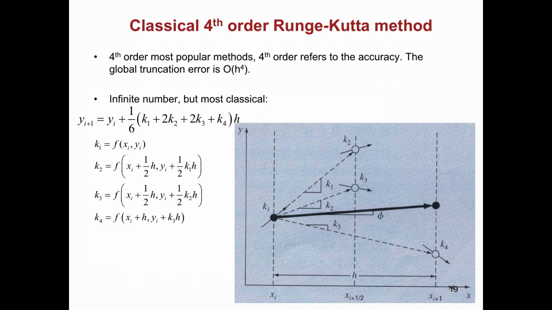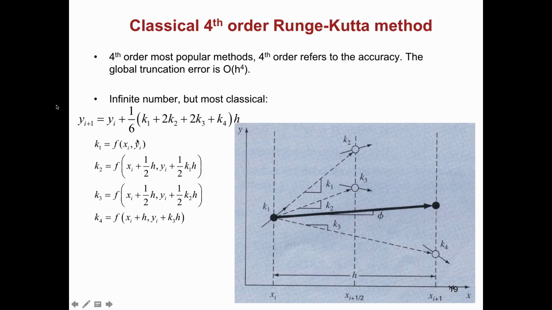So if your method is on the order of h to the 5, meaning that when you reduce h 10 times, you will get 10 to the 5 times more accurate, that is an awesome method. That is something that is really good. So what does this one do? It starts with the first slope, k1.